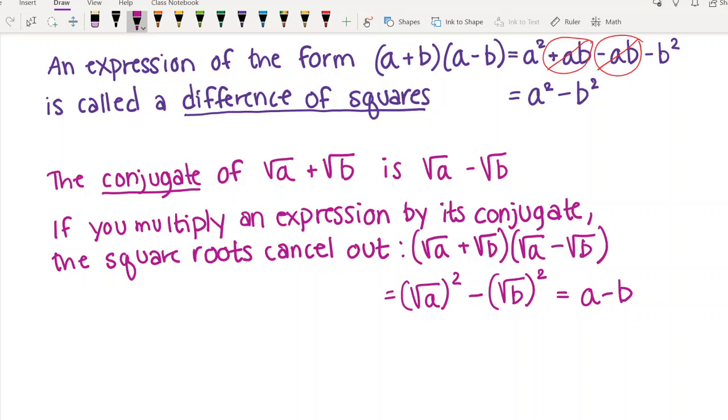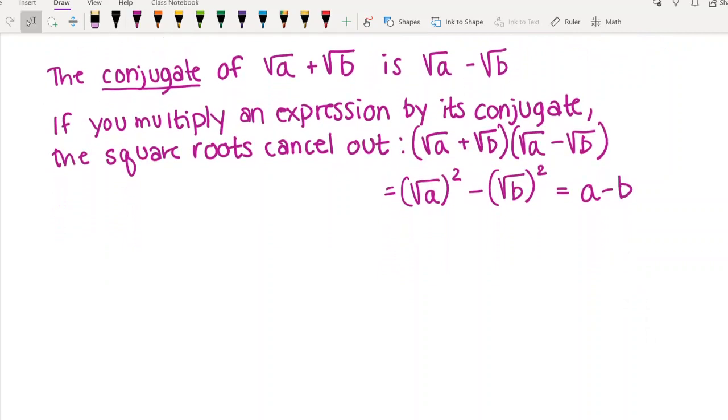And then also, moving forward, when you're multiplying something by its conjugate, I don't want you to go through all the steps of multiplying everything out. You can just trust that it will work because of the plus and the minus, that things will cancel each other out. So let's do a couple of examples of this.